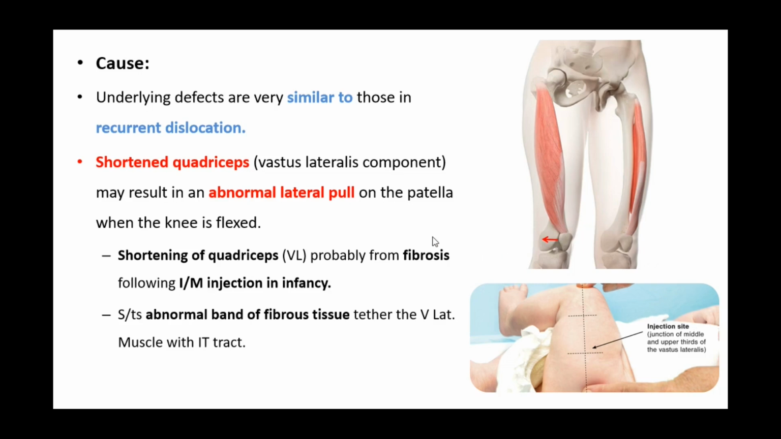Now, why is there a shortening of the vastus lateralis? There are studies which show that intramuscular injections are often given to children during infancy. Due to the intramuscular injections in the region of the vastus lateralis, there is fibrosis of tissues, which will result in the shortened quadriceps, especially the vastus lateralis component. Sometimes, other than that, there is an abnormal band of fibrous tissue which ties either the vastus lateralis muscle with the IT tract or the IT band.